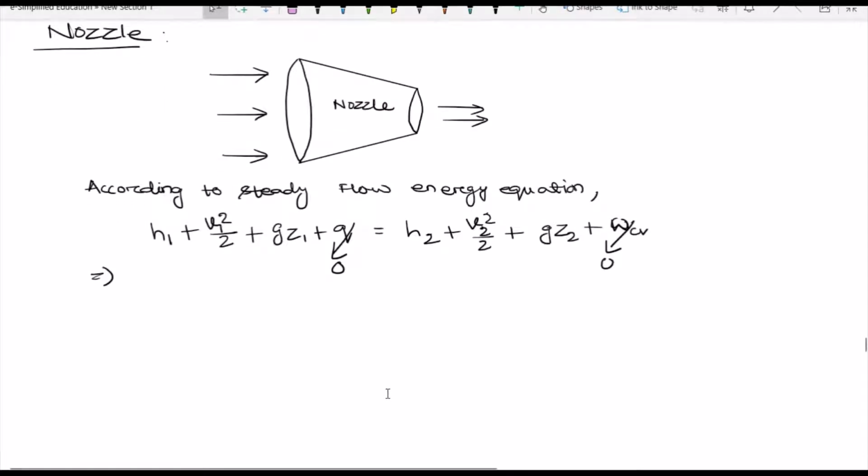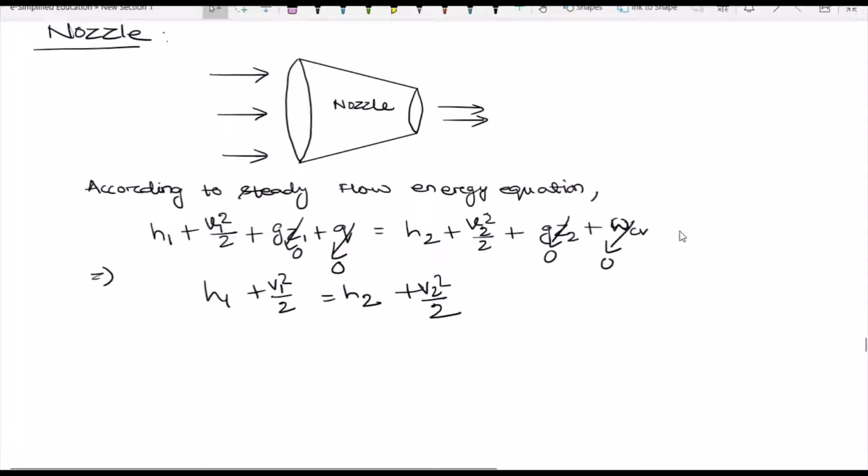Steady flow means the properties do not vary with respect to time. Coming to the nozzle, the velocity at the inlet is lesser than the velocity at the outlet. According to the steady flow energy equation, there is no work transfer and no heat transfer, so I am making those 0, and there is also no potential energy considered in the case of a nozzle.